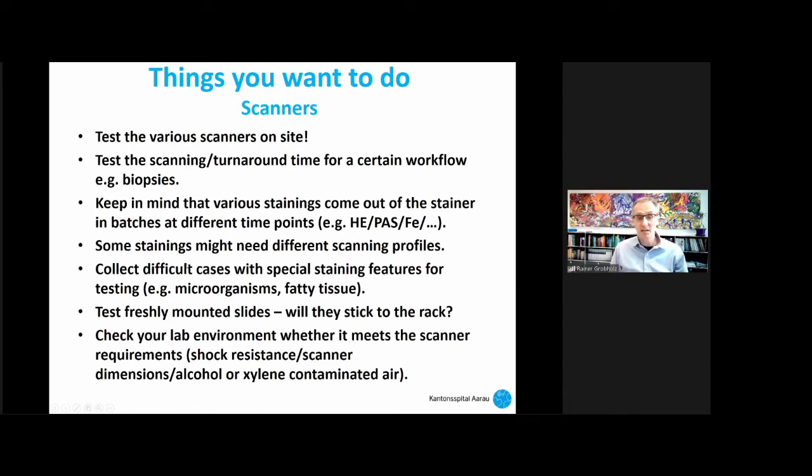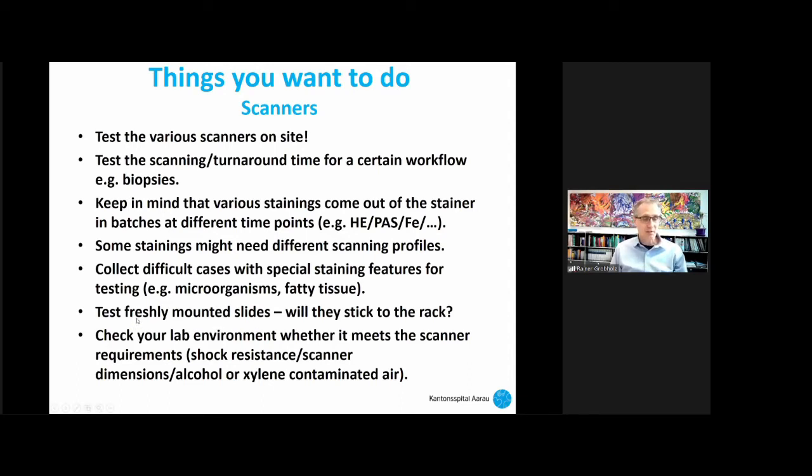Some stainings might need different scanning profiles, especially if they are very faint, and difficult cases with special staining features for testing, like what about your microorganisms? Are they really easy to detect with your staining protocols? The same holds true for the fatty tissue I have been talking about. Test also freshly mounted slides. How fast can you put them into the scanner before they really stick to the rack?